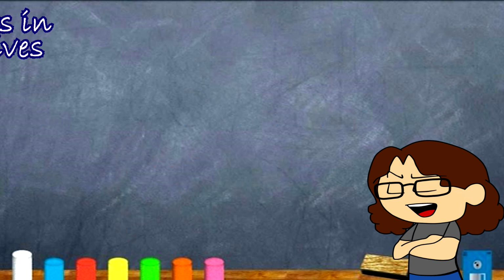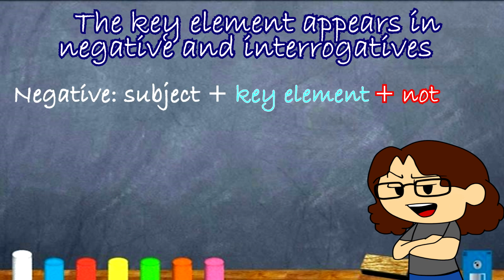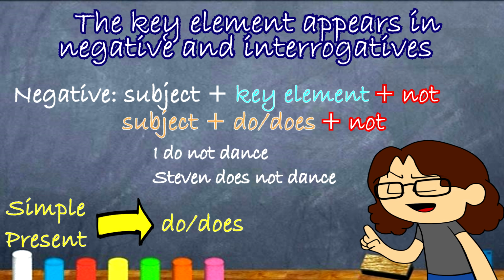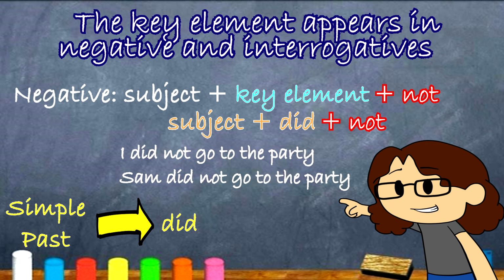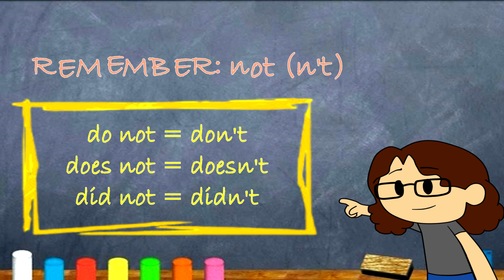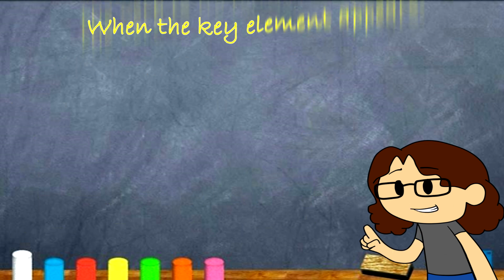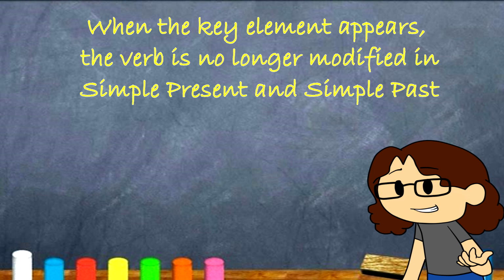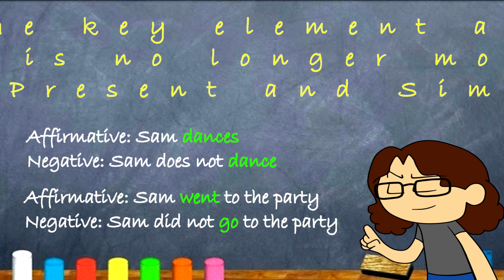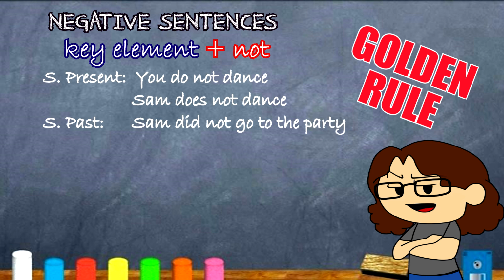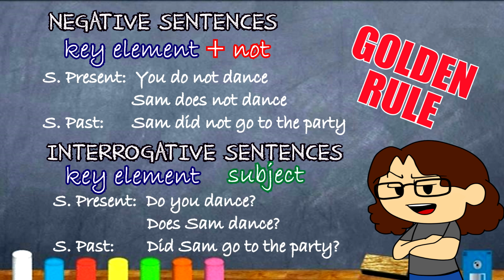The key element only appears in the negative sentence, where it should be, remember, immediately after the subject, being do or does for the simple present and did for the simple past. When the key element appears, the verb is back to its base form, like this. The rule is applied as normally, and the same happens for the interrogative sentences.